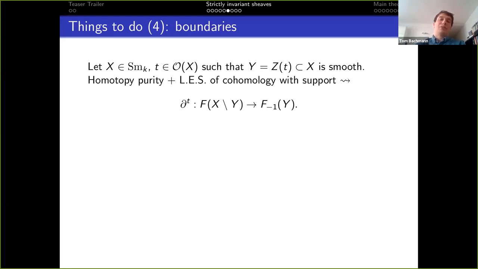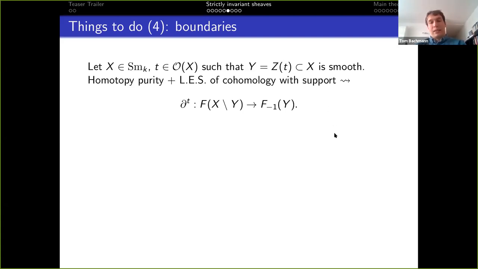Okay, so it's going to start with F evaluated on the complement, and then it goes to the cohomology of Z, the cohomology of X supported in Y. And then you can use the homotopy purity magic again to identify this with F_{-1} of Y. And so the point is that this abstract cohomology technology gives you this boundary map here, depending on the choice of generator.